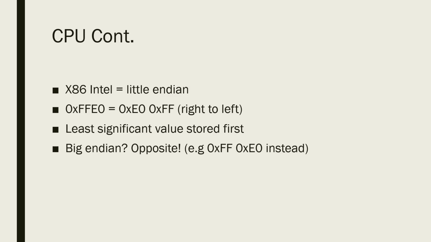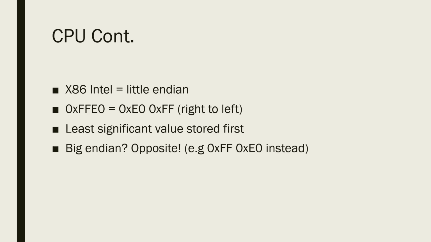Additionally, there's some other behaviors between different processors to keep in mind. Some processors like x86 Intel are little endian, which means the least significant byte is first, which means if you see something like 0xFFE0, generally the CPU will reverse it so that it reads from the least significant byte in the data first. So the CPU will actually consume it as 0xE0 first, followed by 0xFF.